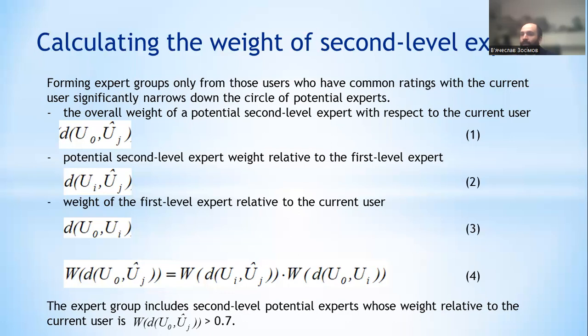The weight of second-level experts relative to the current user is expedient to calculate as a product of the weight of the first-level expert relative to the second-level potential expert who has common ratings, with the weight of the first-level expert relative to the current user, expression 4. The expert group includes second-level potential experts whose weight relative to the current user is more than 0.7.